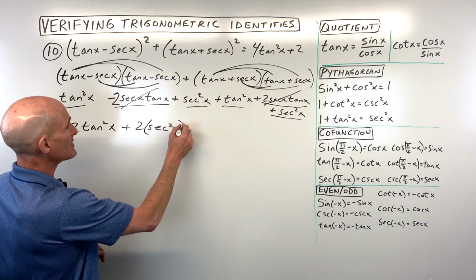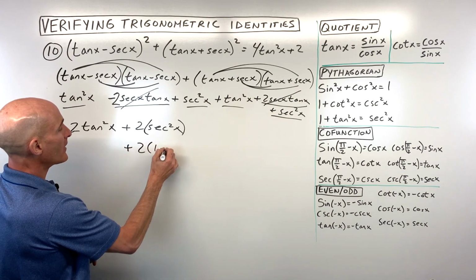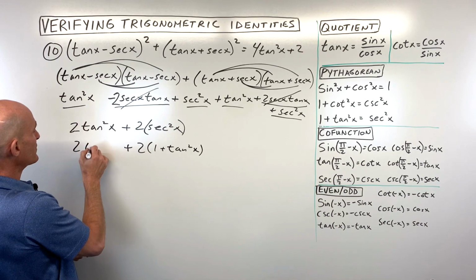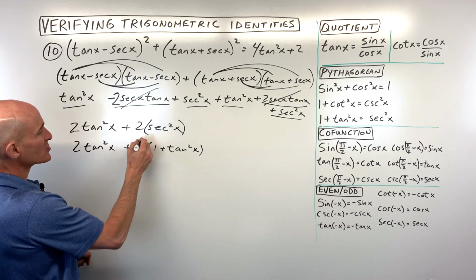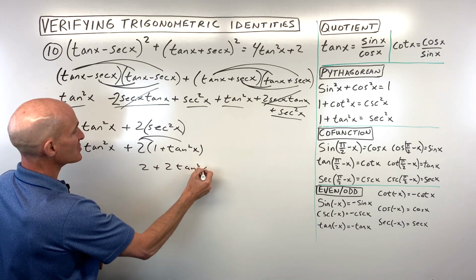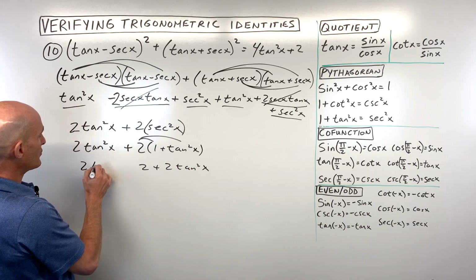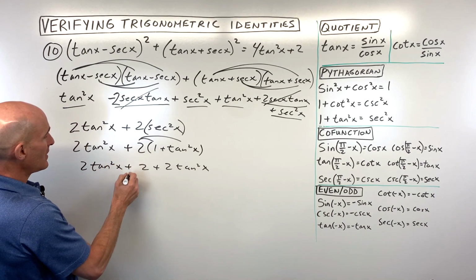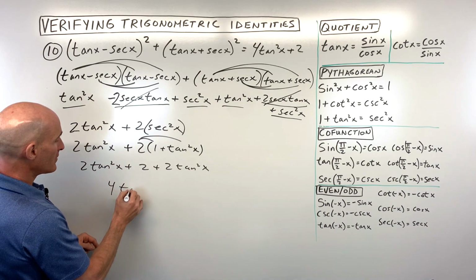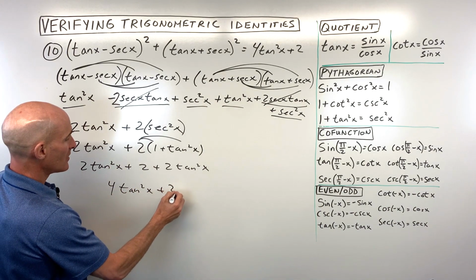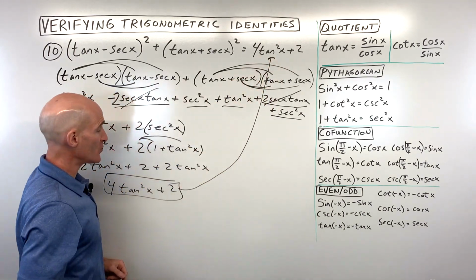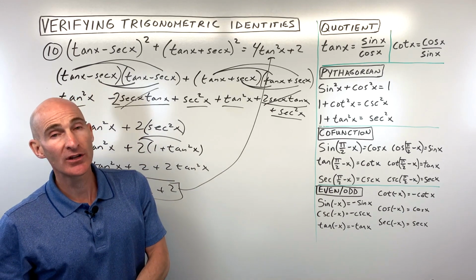So let's go ahead and replace this with 1 plus tangent squared x, and let's bring this down to tangent squared x. We'll distribute the 2, so that's 2 plus 2 tangent squared x. Bring this down to tangent squared x. So 2 tangent squared x plus 2 tangent squared x is 4 tangent squared x plus 2. And that's what we were trying to prove. And you got it. Great job if you were able to get all those.